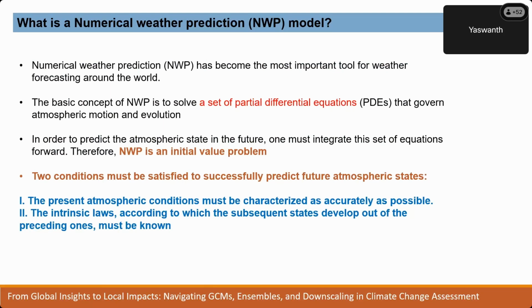So the two main things that we require in a numerical weather prediction model are the present atmospheric conditions, that is, the initial values that we provide to the model, and what laws it is considering to predict the atmosphere in the next day or in the next 2 or 3 days.